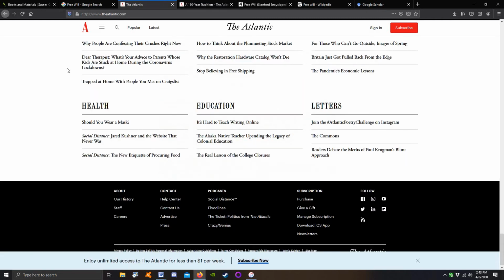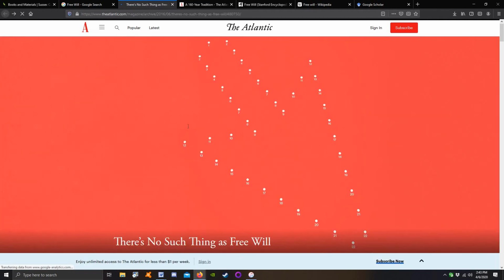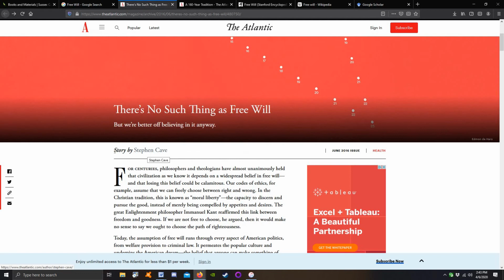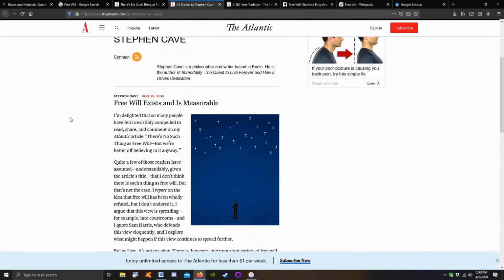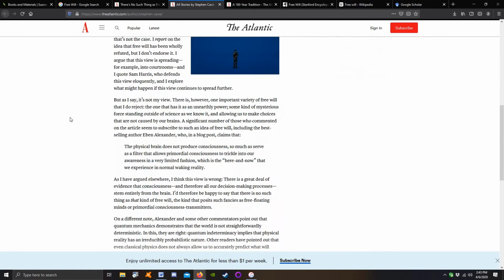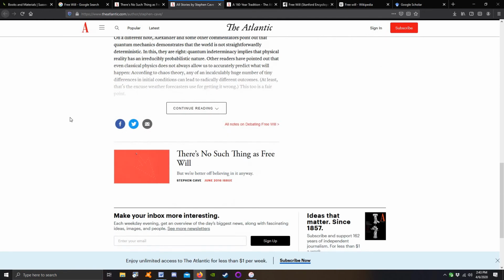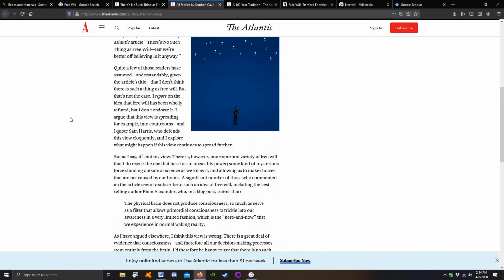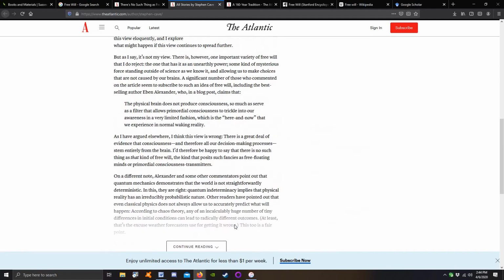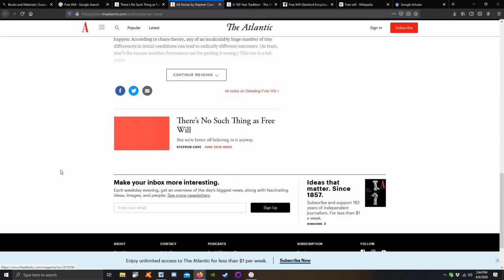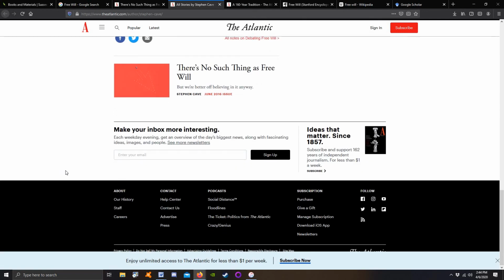But let's check a different angle. Who the heck is Stephen Cave? Notice, your author is also an extremely important consideration here. So let's click on Stephen Cave's name. We get all of his stuff. We get this article, Free Will Exists and is Measurable. We get this article, There's No Such Thing as Free Will, but we're better off believing it anyway. Dude, pick a side. We also will find various other stuff if we keep poking around, but we're not apparently getting a whole lot here.